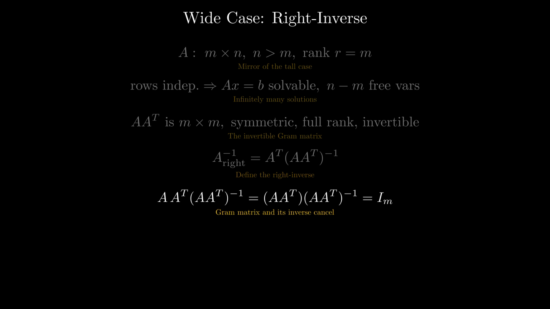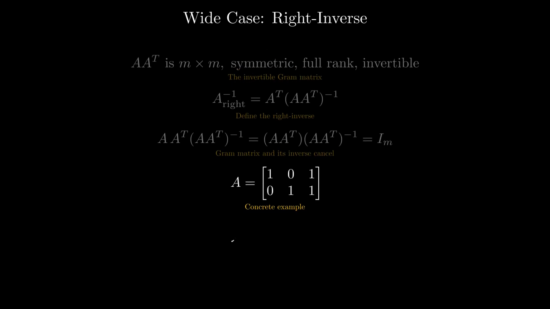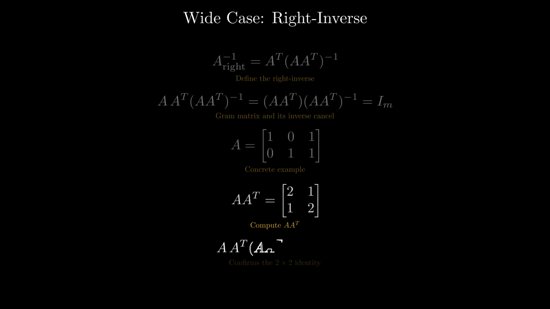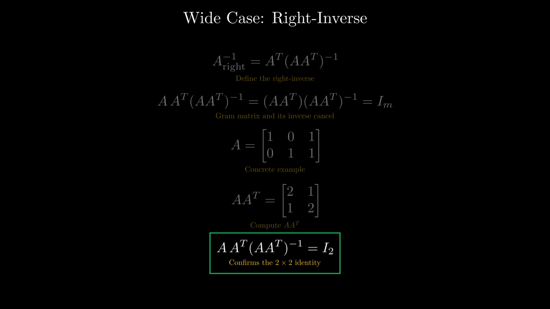To check it, multiply A onto its left. A times A transpose times the inverse of A times A transpose. The A times A transpose and its inverse cancel, leaving the identity. For a concrete example, take A with rows 1, 0, 1, and 0, 1, 1. Then A times A transpose is again 2, 1 on top of 1, 2, and A times the right inverse gives the 2 by 2 identity.